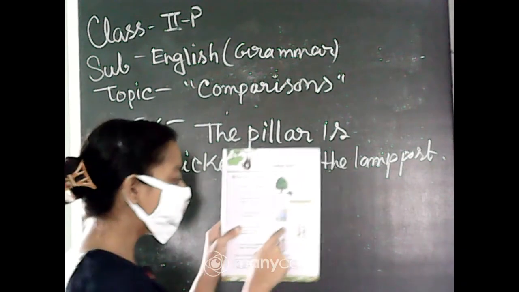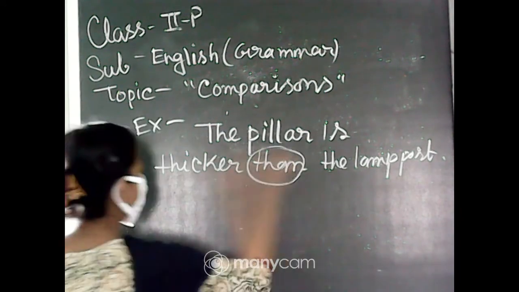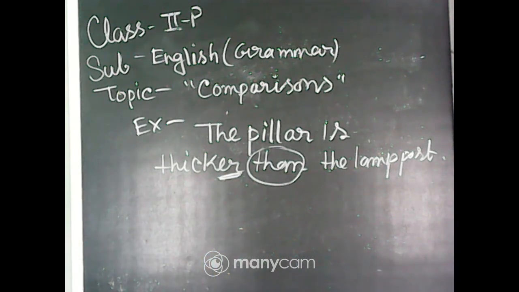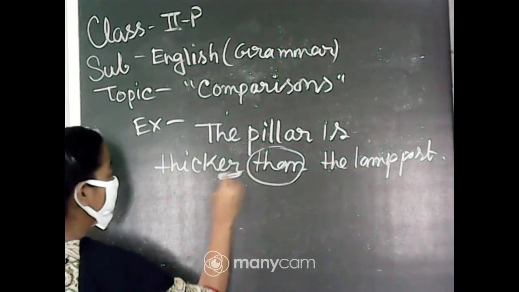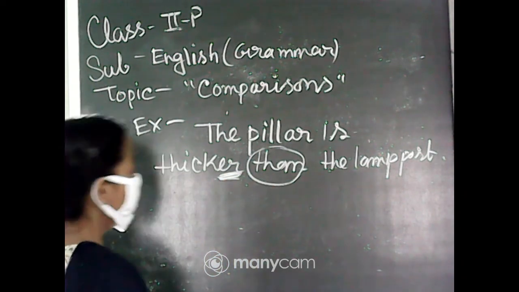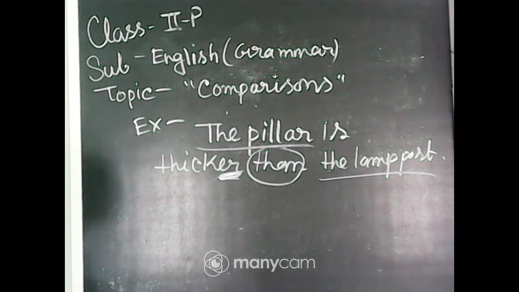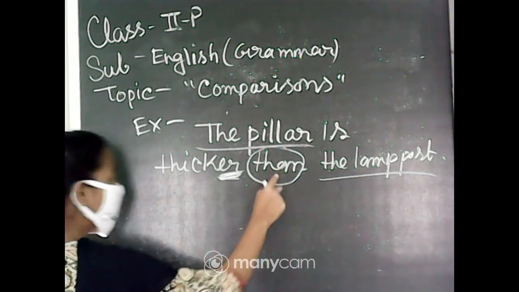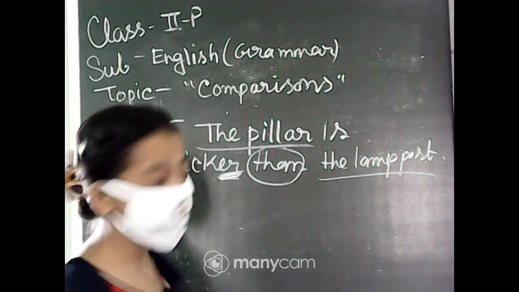So here also we are comparing between two things, and we have added than after the word thick by adding er. Here also we have comparison. We have made comparison between the pillar and the lamp post, two things, by adding than and er to the word thick. Okay? So that's how we can make comparison between two things.